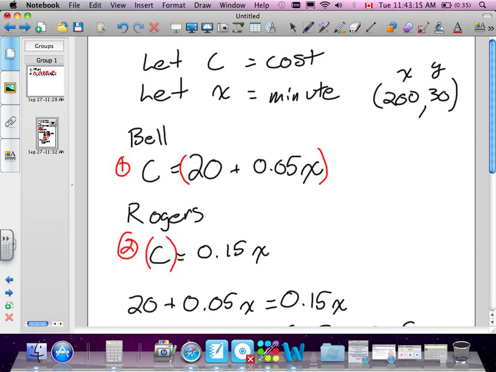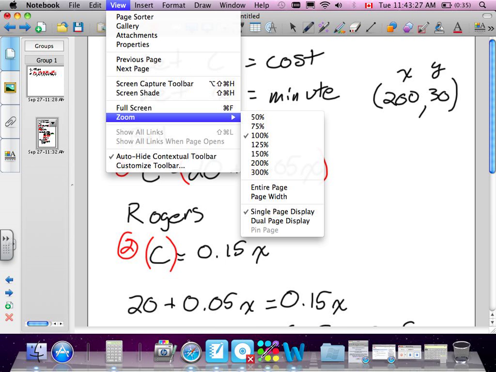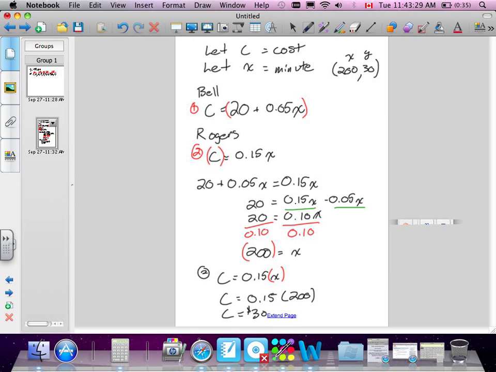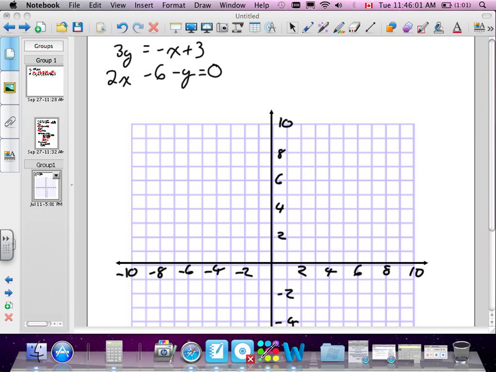Rogers is the better plan before, because you have that fee. That fee keeps me over with Bell. Once we get over 200 minutes, Rogers becomes the more expensive one. Is that why I got one mark on this? Yeah, because that was kind of close.